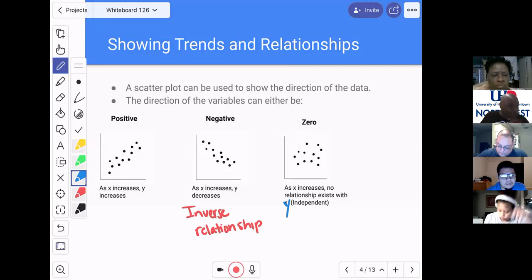Things that are independent would be like, for instance, intelligence and height of adults. As if to say that taller people aren't smarter than shorter people. Your height has no effect on that. Does everybody understand that? Or shoe size and the amount of money you make.